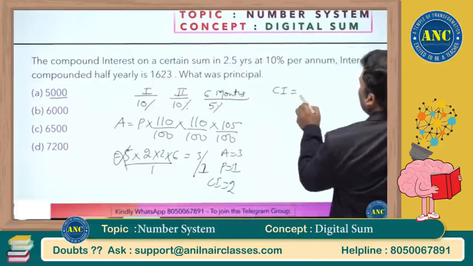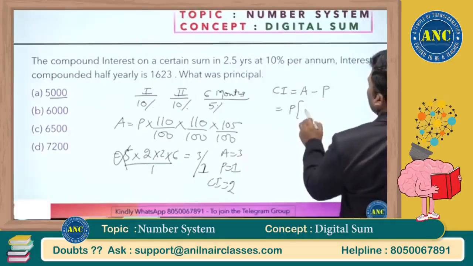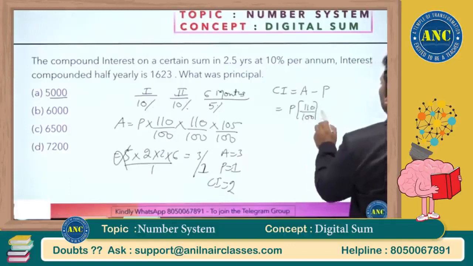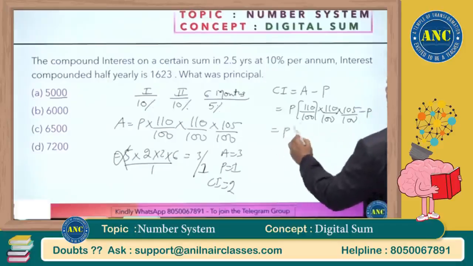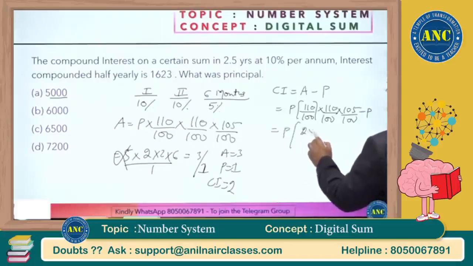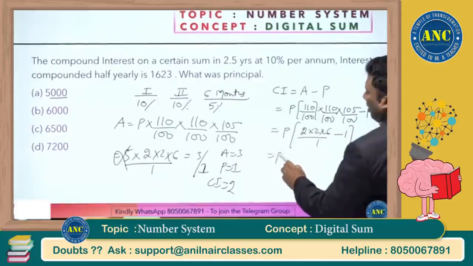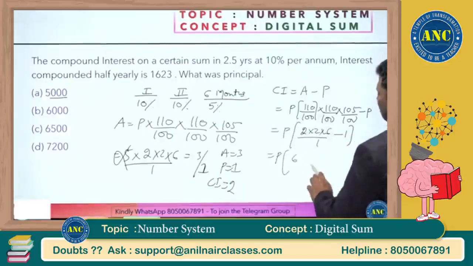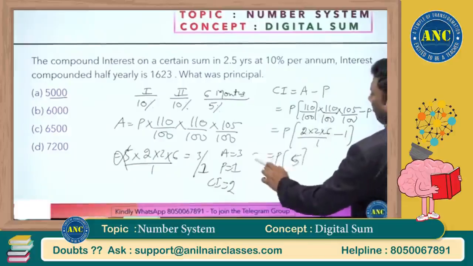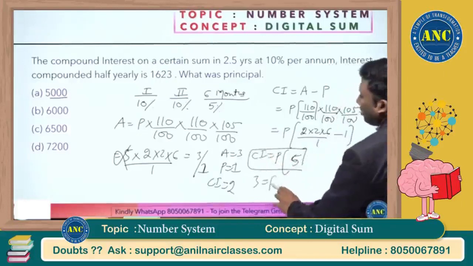that means the principal I assumed is incorrect. Or you can do it like this: CI is amount minus principal, P into 110 by 100 into 110 by 100 into 105 by 100 minus P. So P into 2 into 2 into 6 by 1 minus 1. 2 twos are 4, 4 sixes are 24. 24 it is 6. 6 minus 1 it is 5. P into 5 should give me compound interest. Compound interest digital sum is 3. Am I right?